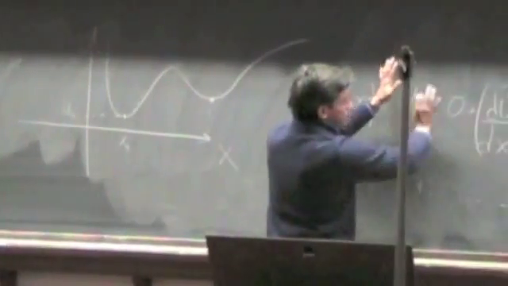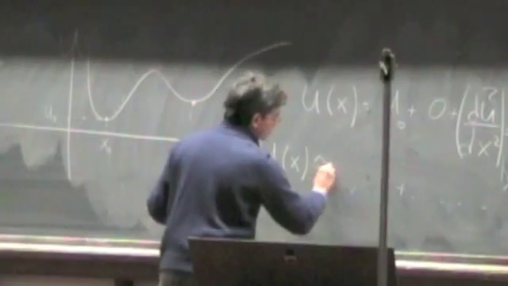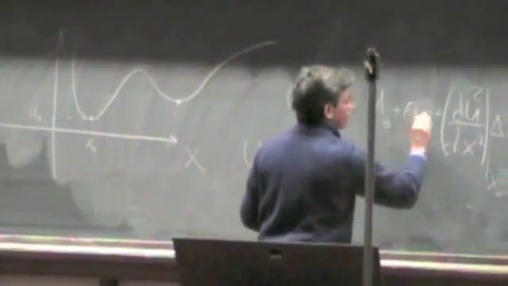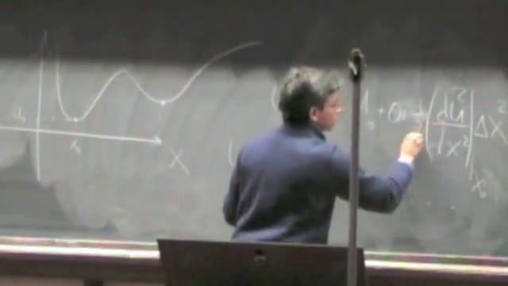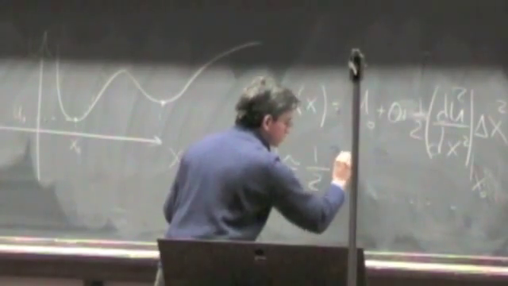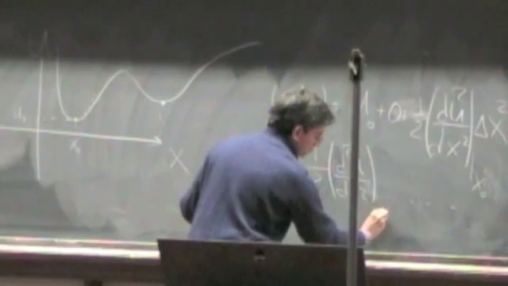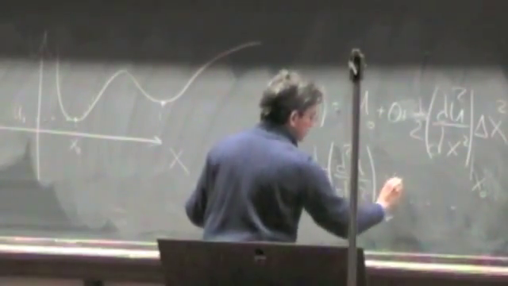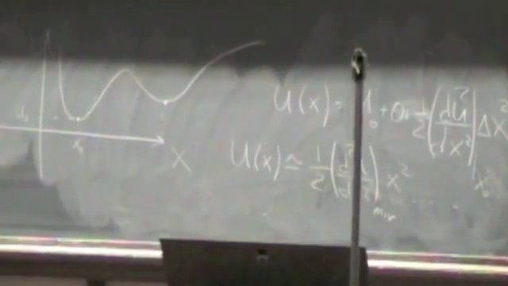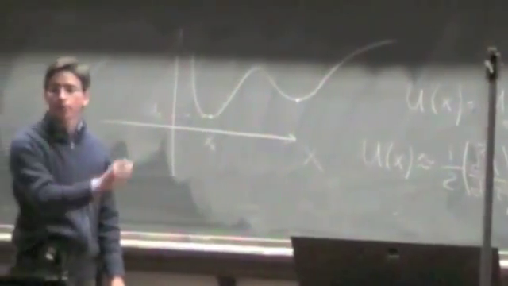So you can just set this equal to 0, and you see that any potential energy function can be approximated. This should have a half here, right? It can be approximated as 1/2 of the second derivative of the function, evaluated at the minimum, times the displacement from the equilibrium position squared. So everything can be approximated by a parabola near the minimum point.